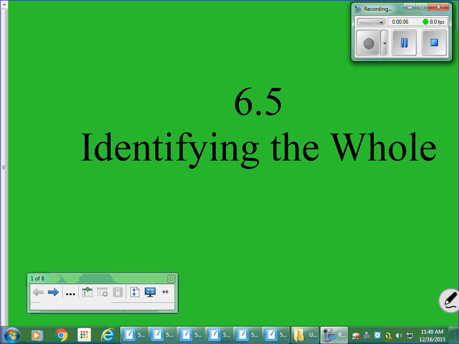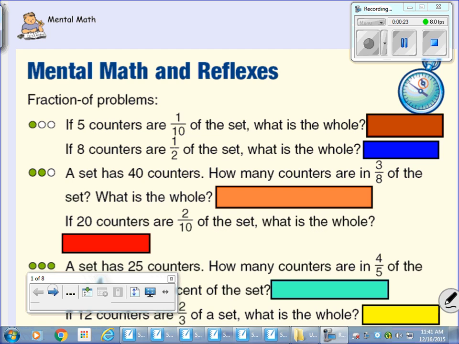We're going to be identifying the whole. That means we're going to be working a little bit with the denominator as well as the numerator. Once again, remember, whatever you multiply on the bottom, you multiply on the top. Whatever you divide on the bottom, you divide on the top, and vice versa, okay? Just make sure you're doing the same thing on the top and the bottom. Here's some problems we're going to be working with for some practice today.